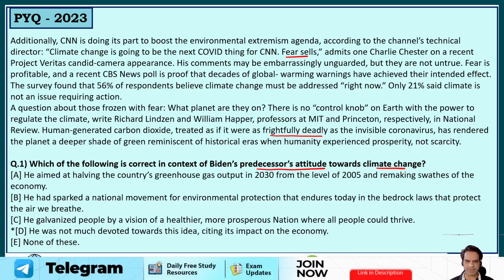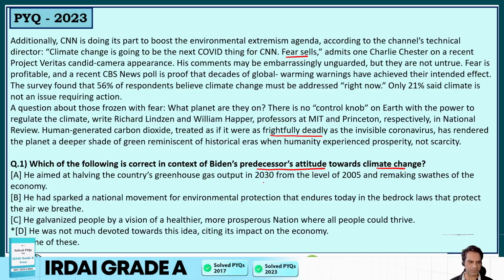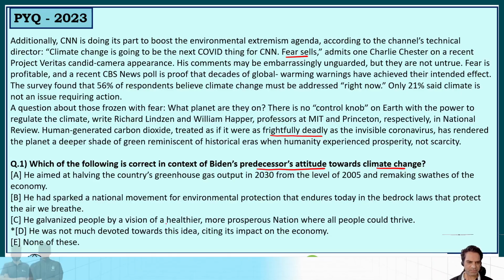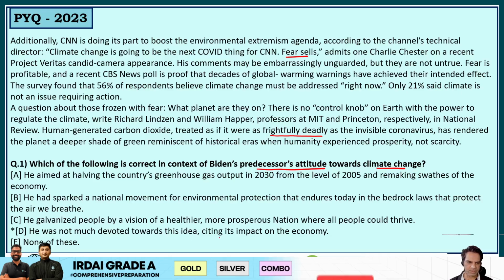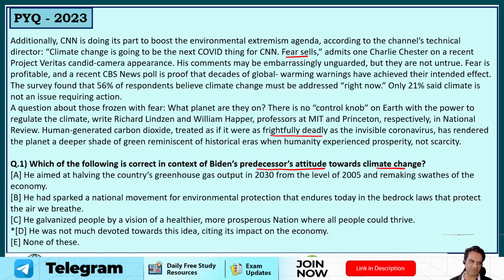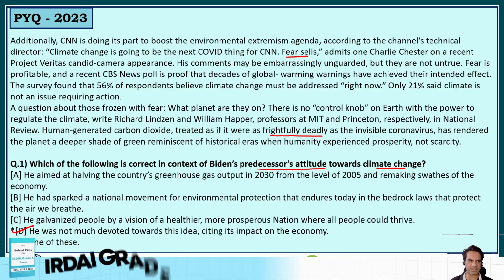So in the context of the passage, what was Biden's predecessor's attitude towards climate change? Did he aim at halving the country's greenhouse gas output? No. Did he spark a national movement for environmental protection that endures today? No. Did he galvanize people by a vision of a healthier and more prosperous nation? No. He was not much devoted towards this idea, citing its impact on the economy. Yes, guys. So we mentioned that he stopped the bandwagon. He did nothing. So option D is your correct answer.